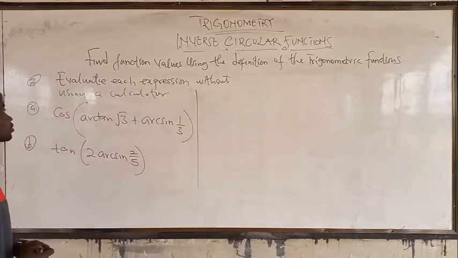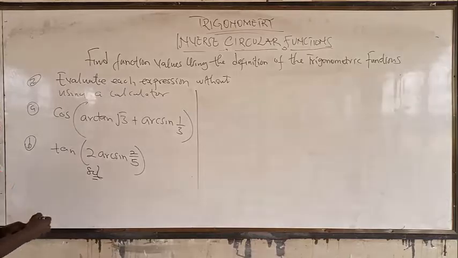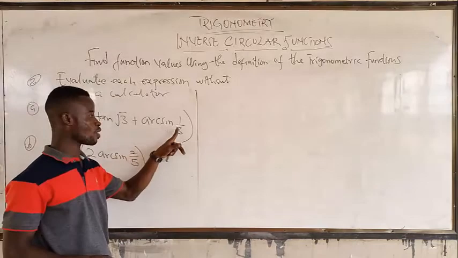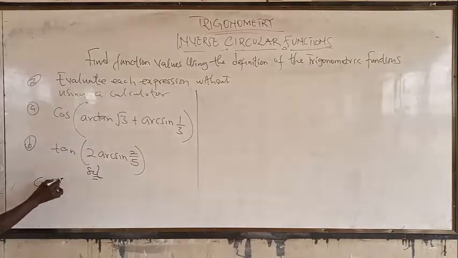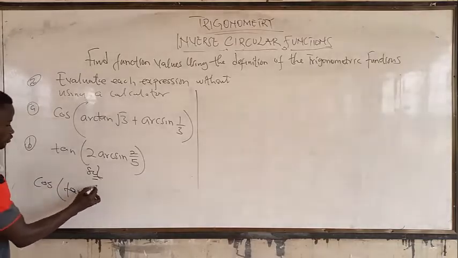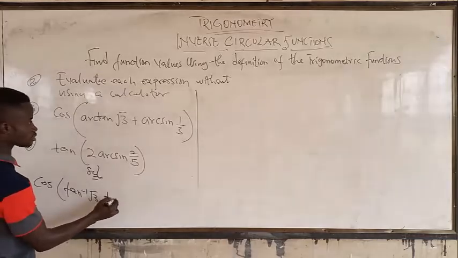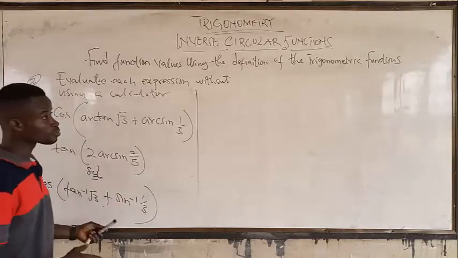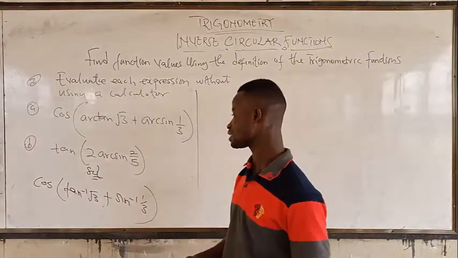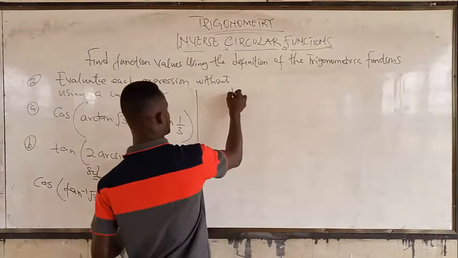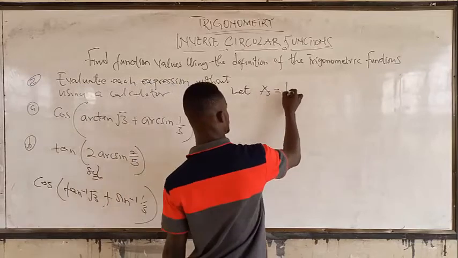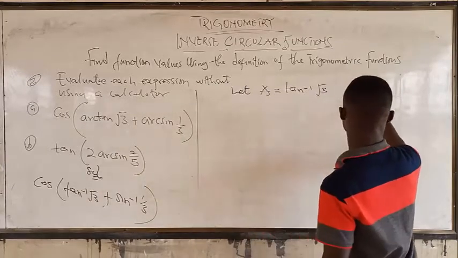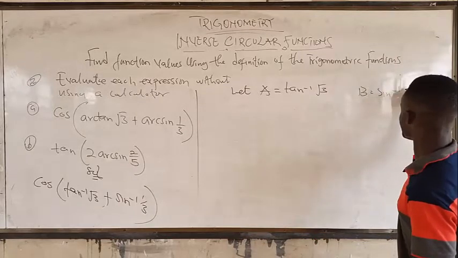Let's first go for the first one. Okay, very good. Let me start from here. So from the first one, we have cos of arctan square root of 3 plus arcsine 1/3. You know that this is the same as cos of tan inverse of square root of 3 plus sine inverse of 1/3. Very good. So now, here, we are going to link this to what we know already. We are going to let A be equal to tan inverse of square root of 3. Then B to be equal to sine inverse of 1/3.